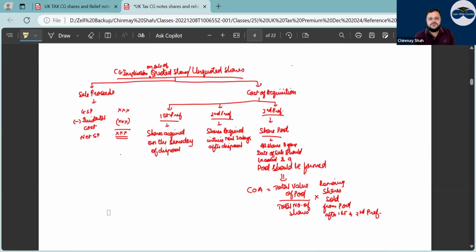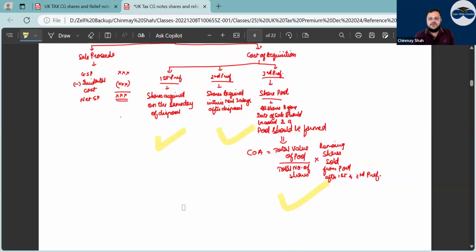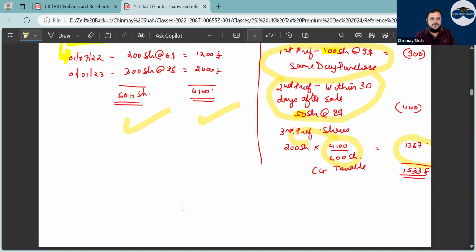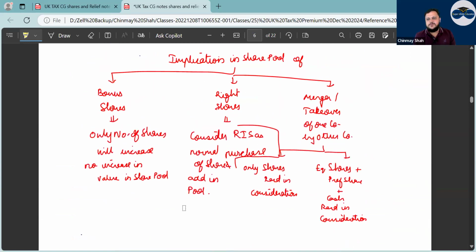So have a look. First preference, shares acquired on the first date or in the same date. Shares acquired within next 30 days. And third preference is what? Share pool. All shares before date of sale should be added and a pool should be formed, correct? Then implication of what? If in the share pool, right, there are bonus shares, right, then no need to do anything, only number of shares will increase, correct? No, see, bonus shares are generally given free of cost. Right shares are nothing but a normal purchase. Add the number of shares and the right issue cost that is there, correct, in the cost that is there.